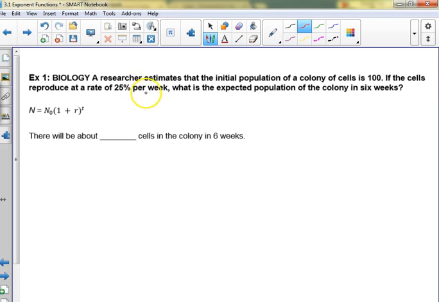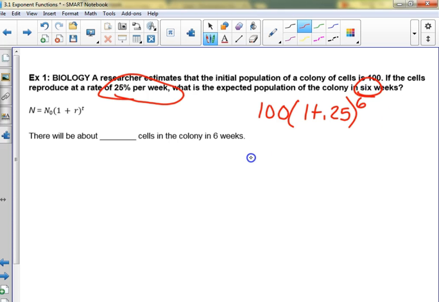All right, example 1. A biology professor estimates initial population of a colony of cells is 100. The cells reproduce at a rate of 25% per week. So what are we going to multiply by? What is the expected value in 6 weeks? To the sixth power, yes?